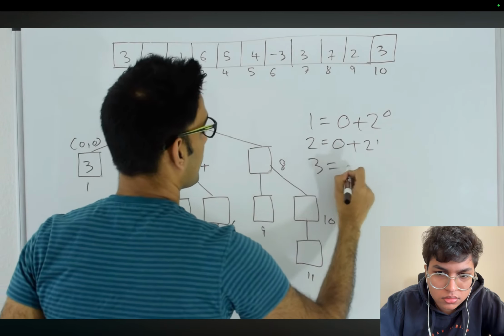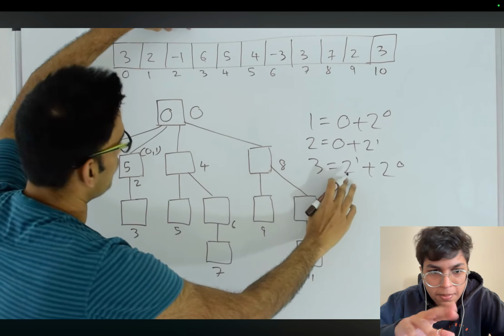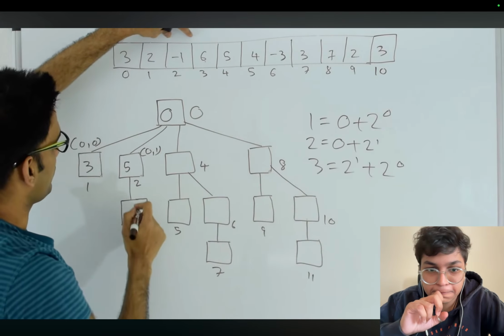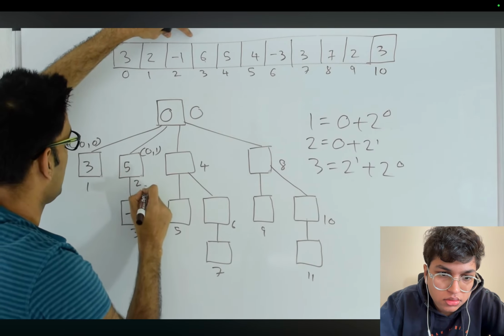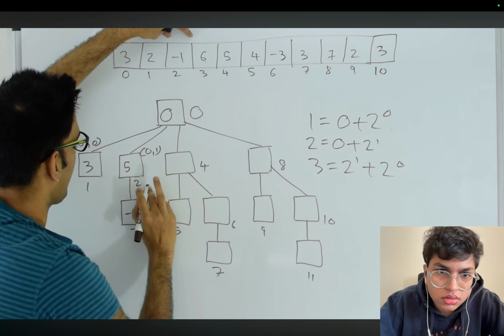Let's look at 3. So in my original array, starting from index 2, the sum of next one element will be stored at 3. So that's minus 1, and this is 1. This is 2.